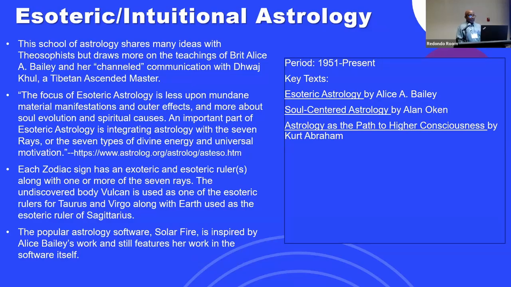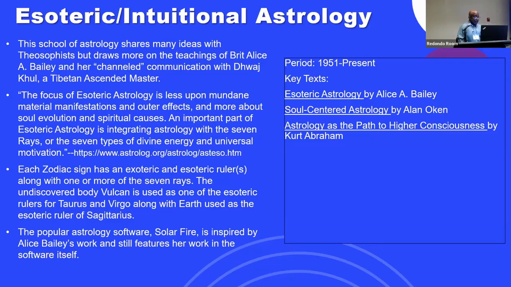Similarly, now what's funny is I have studied this form of astrology with my teacher, Alan Oken, who's mentioned right there. Esoteric and what's called intuitional astrology is similar to theosophical astrology, but it's largely channeled by Alice Bailey from, we're not sure if it's embodied or disembodied ascended master called Djwhal Khul. And it's less upon mundane material manifestations and outer effects and more about soul evolution and spiritual causes.